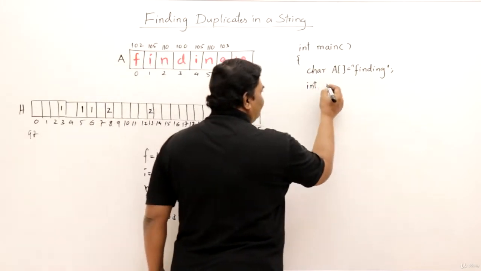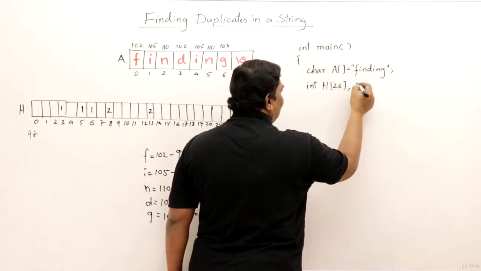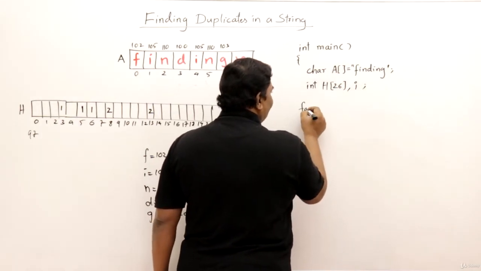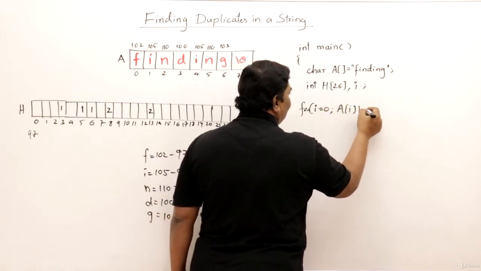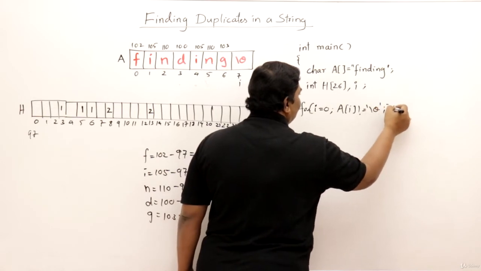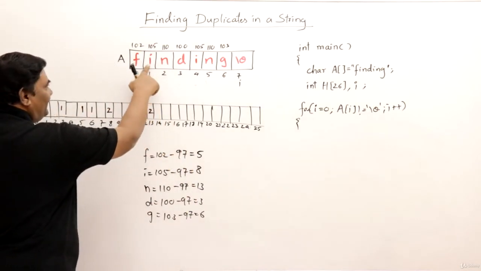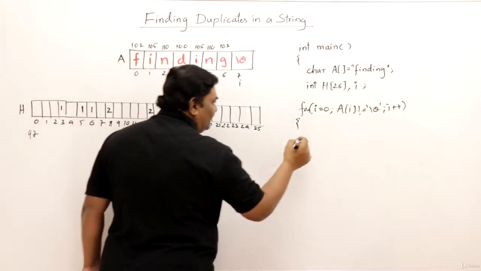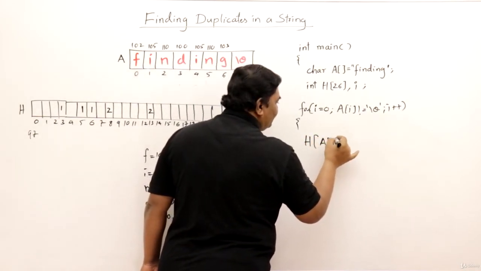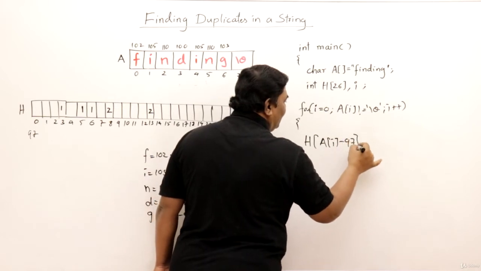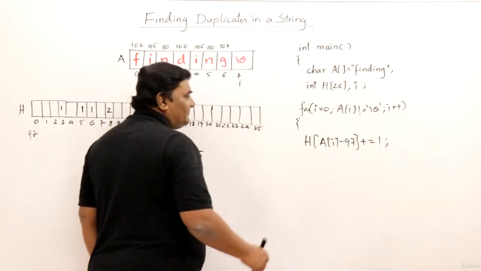So first of all, I need a hash table H of size 26, and I need i also. Now using a for loop, I will scan through the string: for i assign 0, A of i is not equal to the null character, and i plus plus. Now for every alphabet, whatever its alphabet is, subtract 97 and store in the hash table. So in the hash table, at what index? Whatever A of i is, from that subtract 97 and add 1. So for that I will write plus plus, incrementing it.